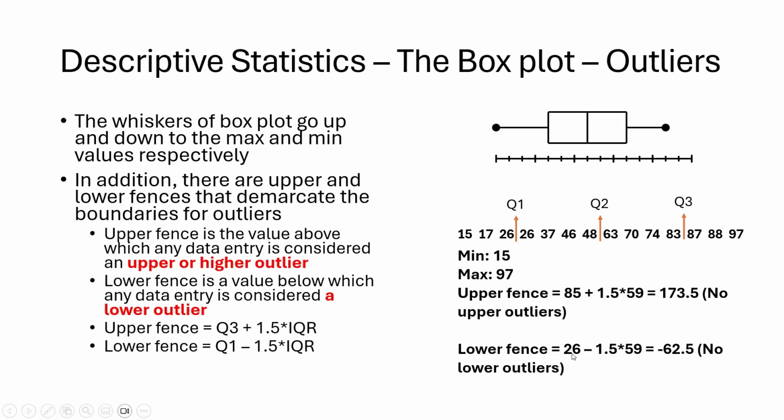For the lower fence, we subtract 1.5 times IQR from 26, which is the lower quartile. Q1 was 26, remember? So when we subtract, we get this value, minus 62.5. And here we can see that we do not have any value which is lower than this. Okay, so for this reason there are no lower outliers in this data set either.